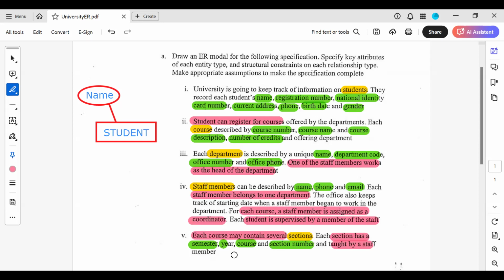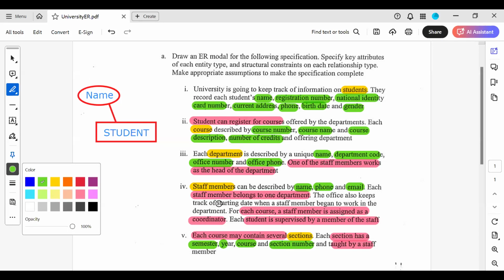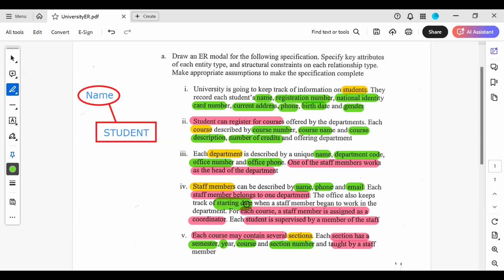The office also keeps track of starting dates. That will be an attribute. So the starting date, I will put in green. This is the date when the staff member began to work in the department. So we have a relationship between the staff and the department, and then the starting date should belong to that relation. Hope you got my point.